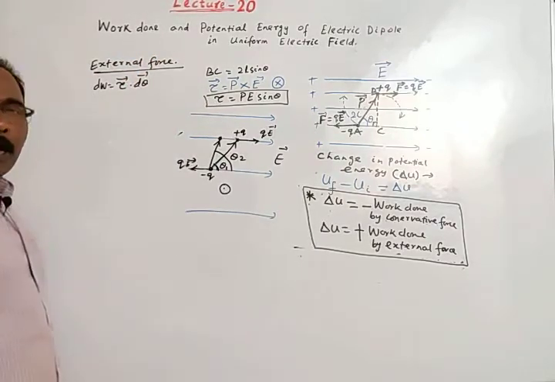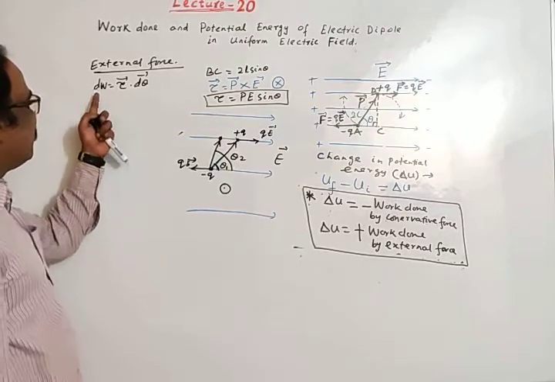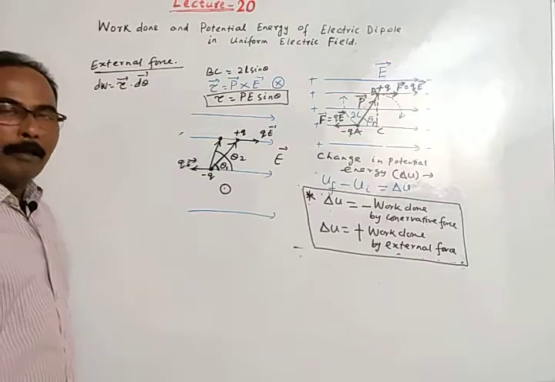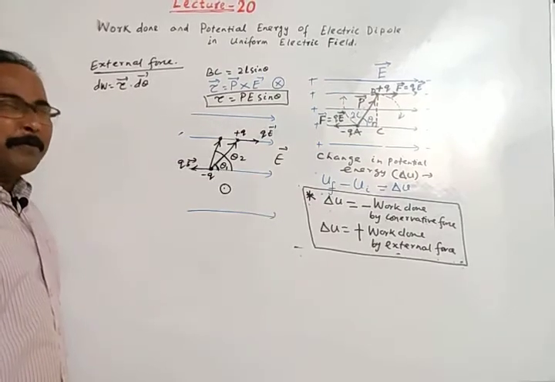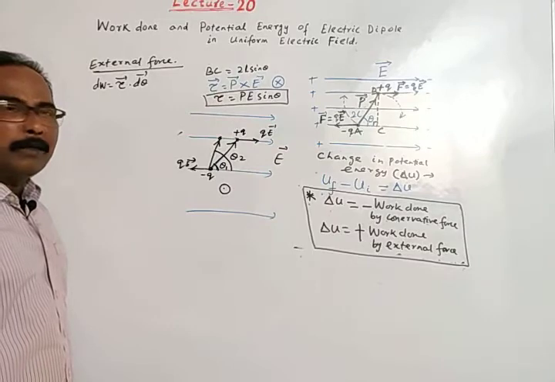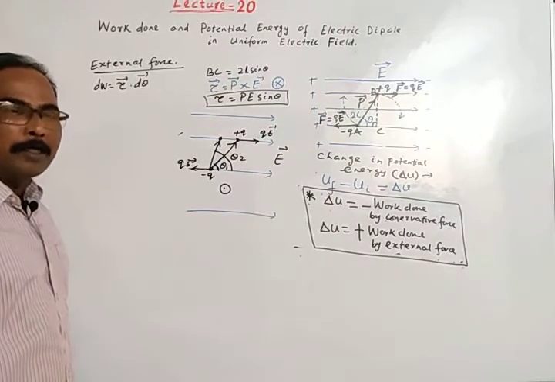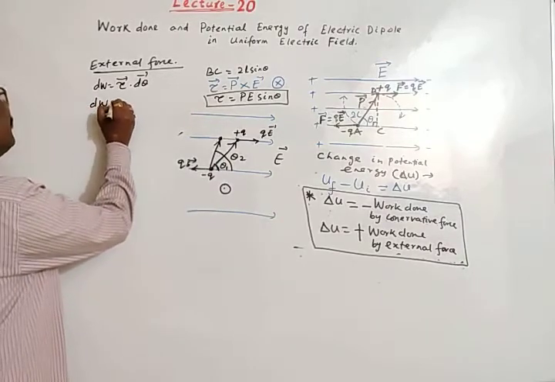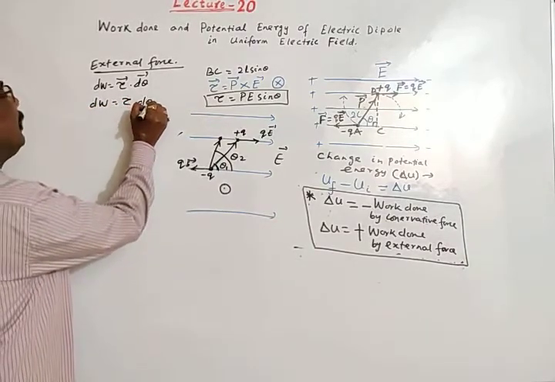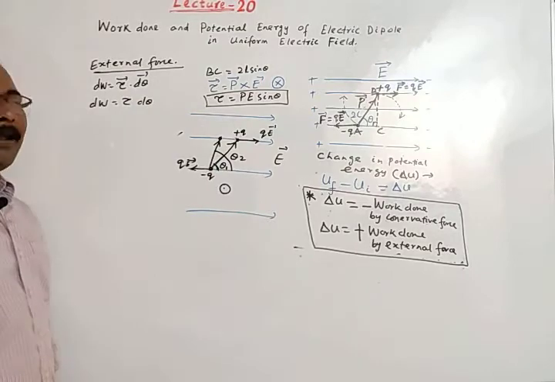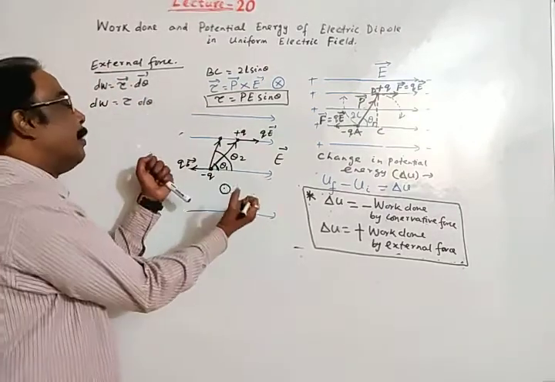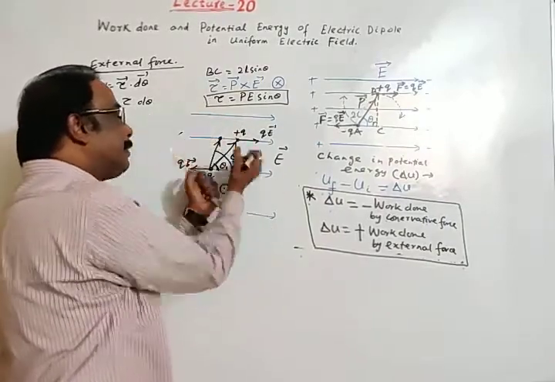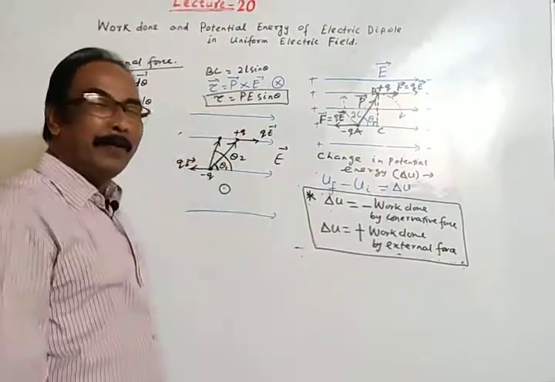Since torque is not constant, we take a small amount of work: dW is equal to torque dot d theta. In many books it's not mentioned that dW is equal to torque dot d theta, but it should be. Then dW is equal to torque times d theta times the cosine of the angle between torque and d theta. If the external force is applying a torque in anti-clockwise order, the sense of rotation will be anti-clockwise.